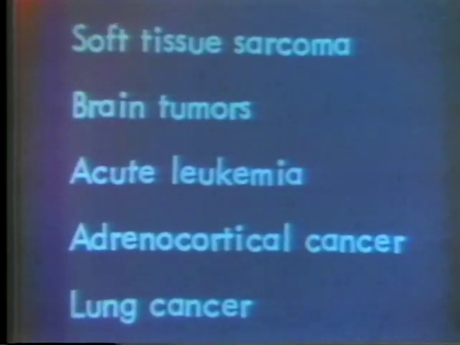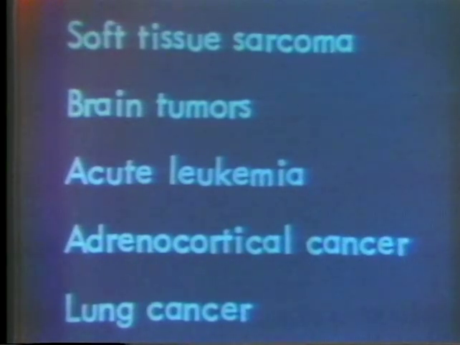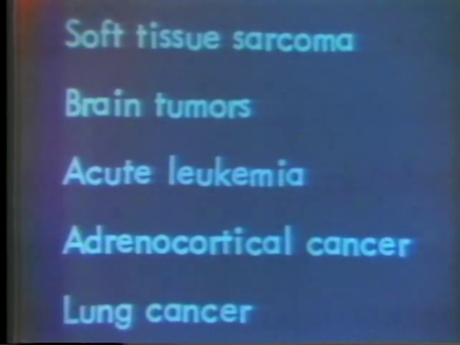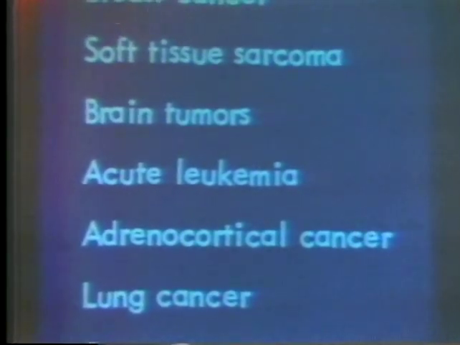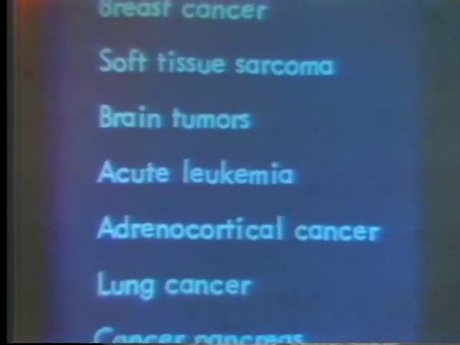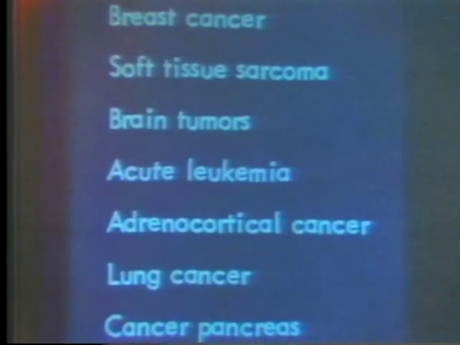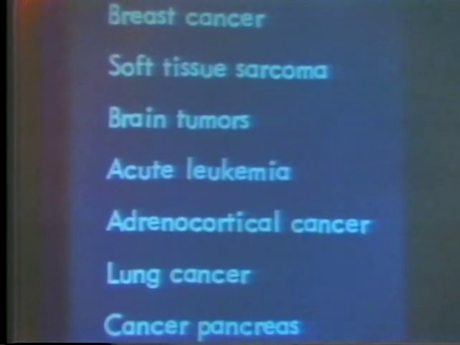Which includes breast cancer, soft tissue sarcomas, brain tumors, acute leukemia, adrenocortical cancers, perhaps lung cancer, cancer of the pancreas. The important thing is to look for an association or grouping of unusual tumors which occur at an unusual age and as multiple primaries within families and individuals. Certainly it's difficult to select out lung cancer as an important part of the syndrome when it's such a common cancer.